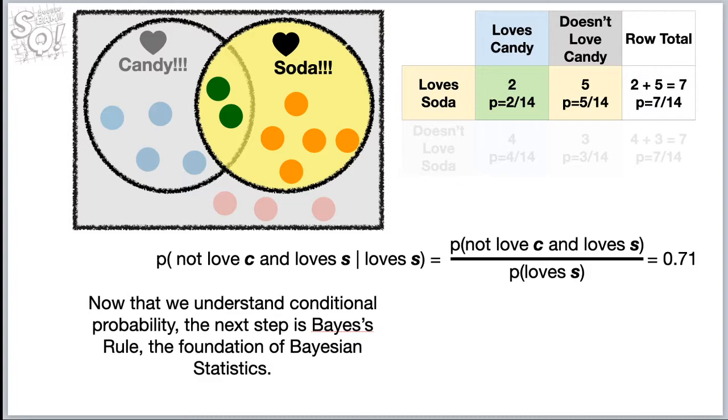Okay. Now that we understand conditional probability, the next step is Bayes' rule, and that's the foundation of Bayesian statistics. So we're going to give that a triple bam.